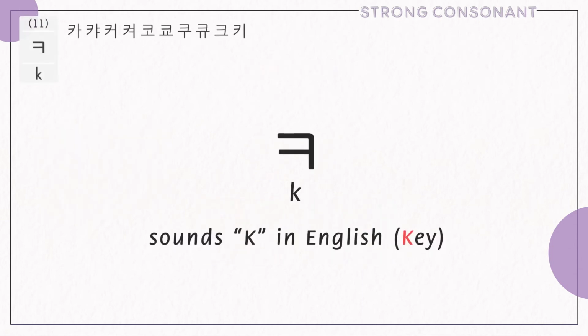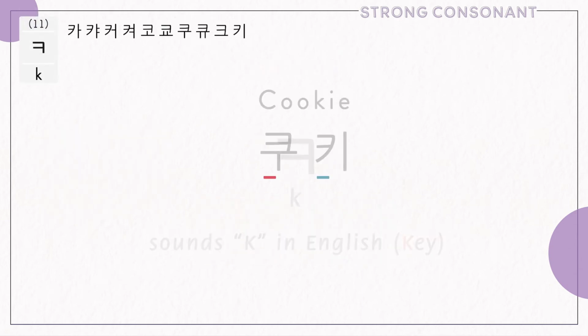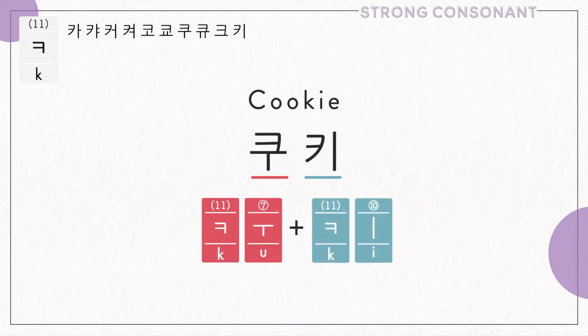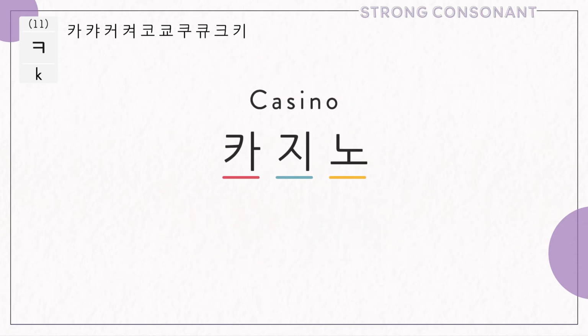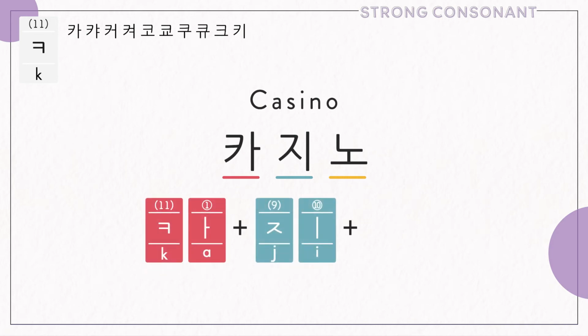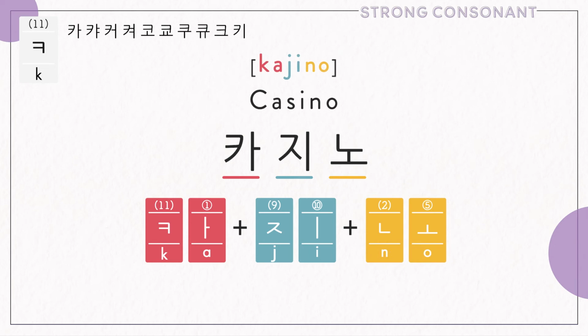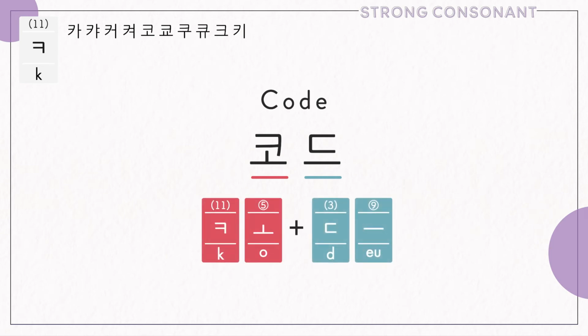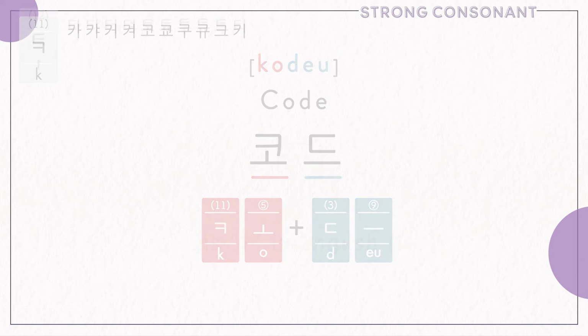Next one is the K sound. Cookie, kuki, is ku plus ki, kuki. And next, casino, kajino, is ka plus ji plus no, kajino. And another one is code, kodo, which is ko plus do, kodo. Next is the T sound.